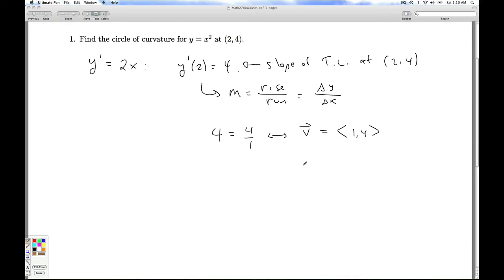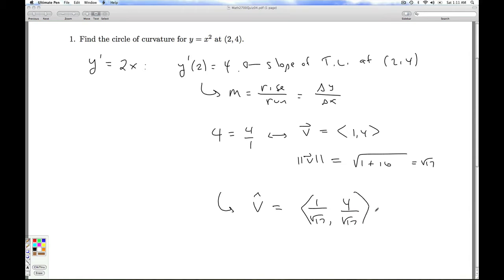If I want to get the direction of this vector, I could certainly find its magnitude. And so this gives me a tangent vector. I'm going to call it v hat. I take this divided by that, which, once again, I can rationalize here. Like that.